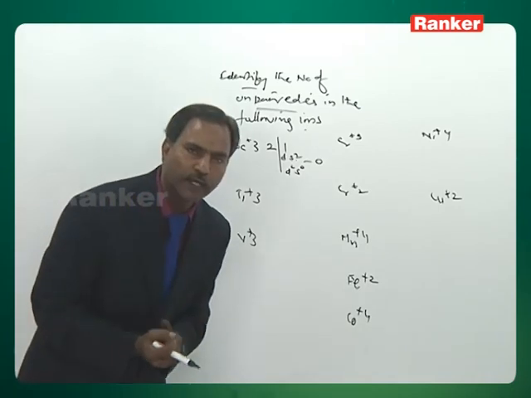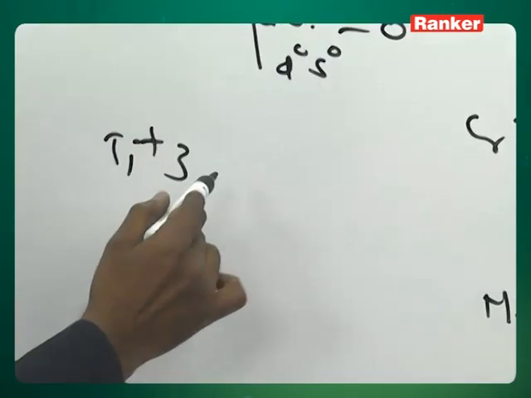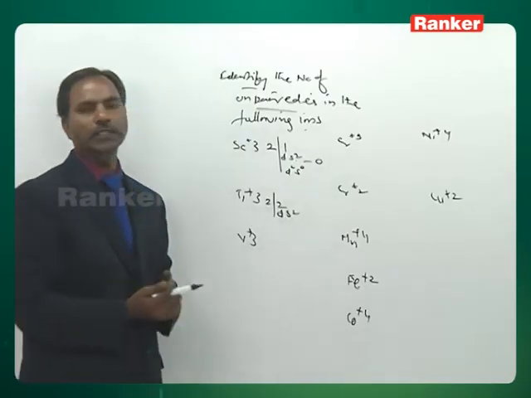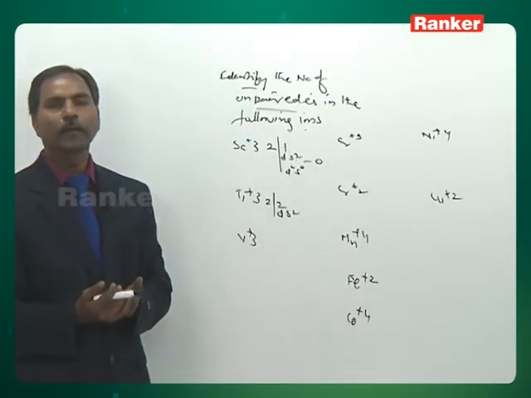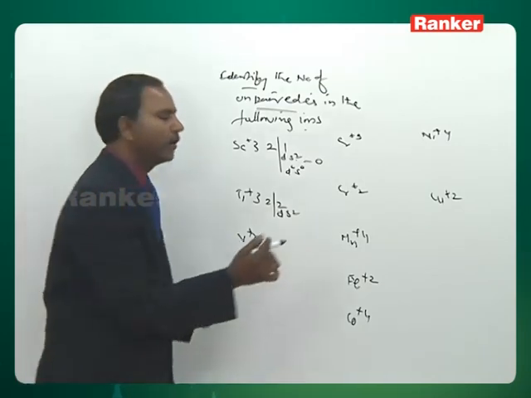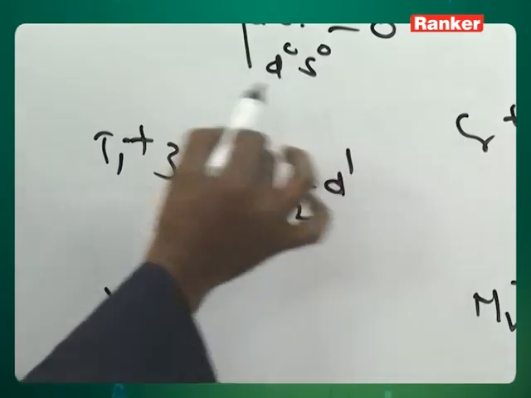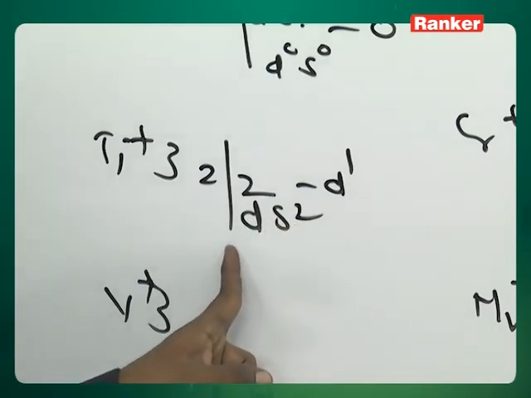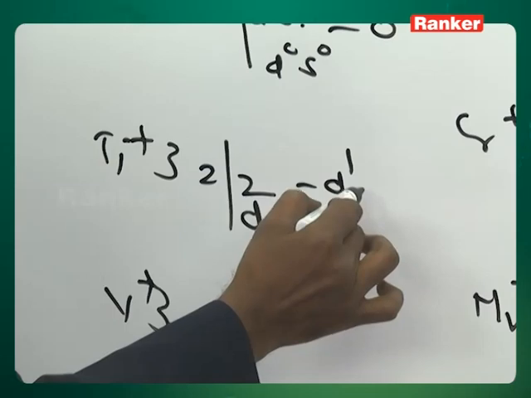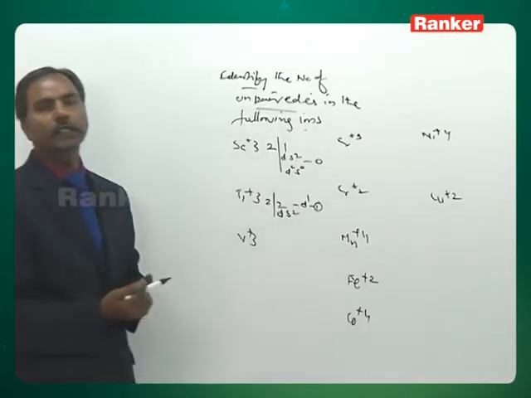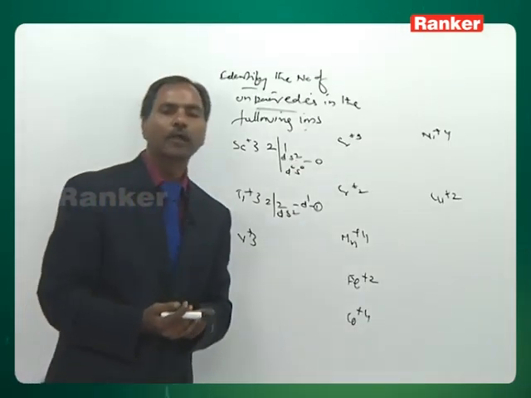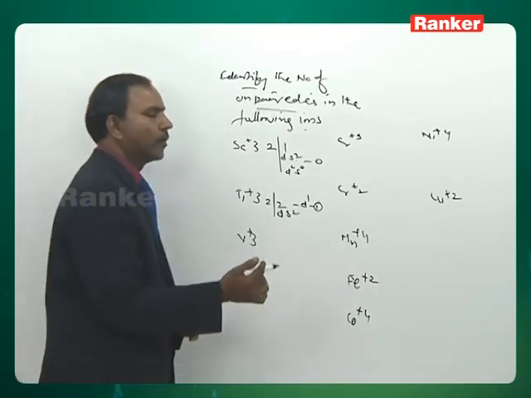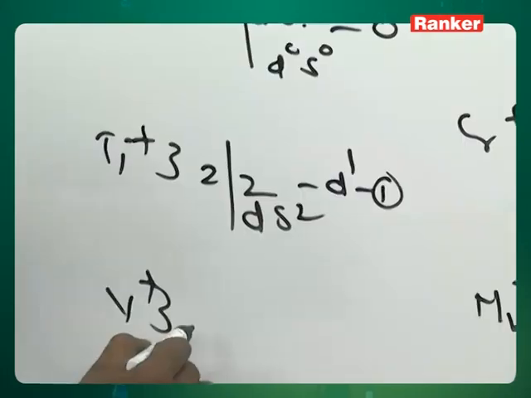Next come to titanium plus 3. What is the atomic number of titanium? 22. 22 means what? d2s2. How many electrons lost here? 3. 3 means what is remaining? d1 is remaining. 2 electrons from s, 1 electron from d. Remaining configuration is d1. Therefore, unpaired electrons remaining is what? 1. So, in titanium plus 3, number of unpaired electrons is 1. Coming to vanadium plus 3. What is the atomic number of vanadium? Say 23.